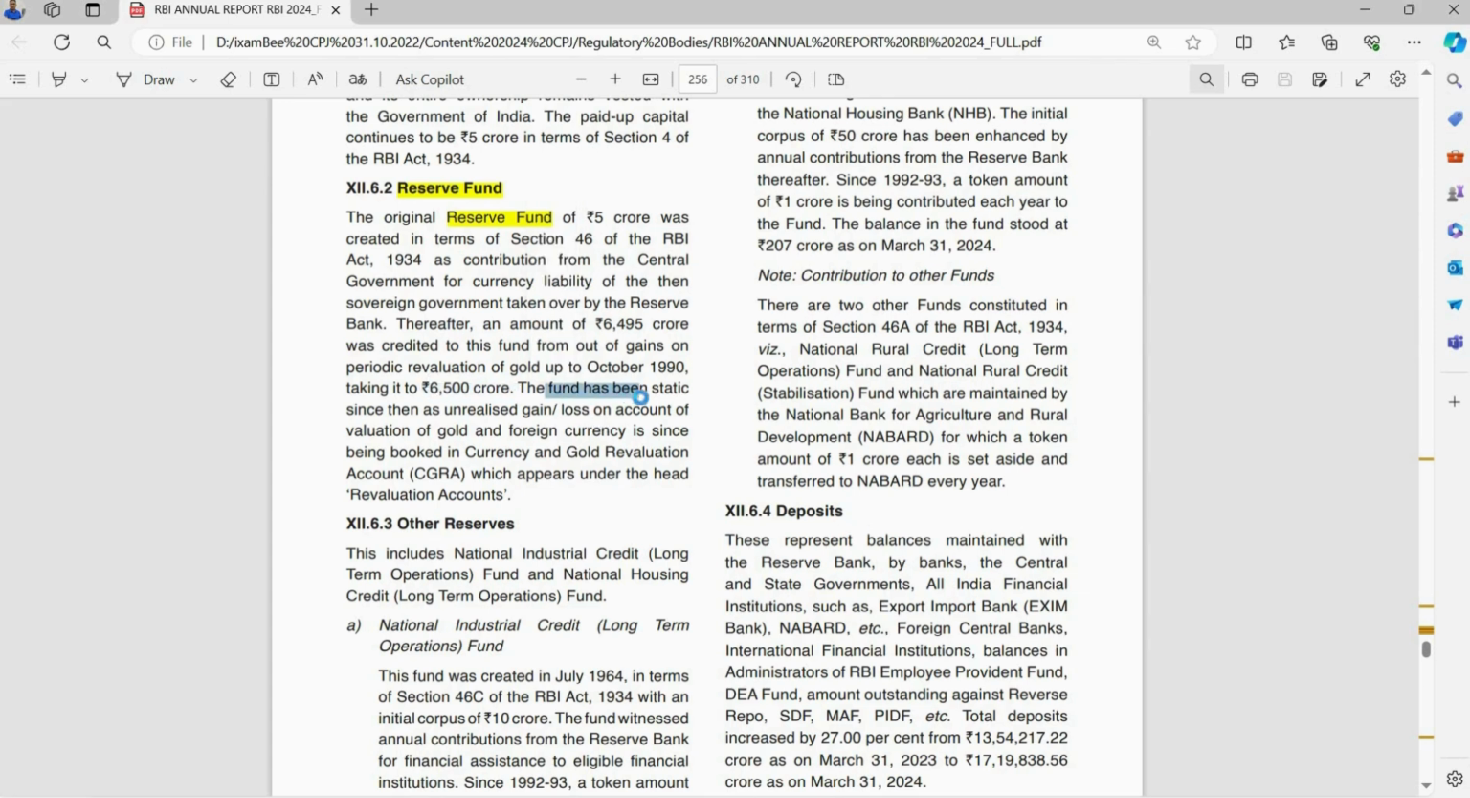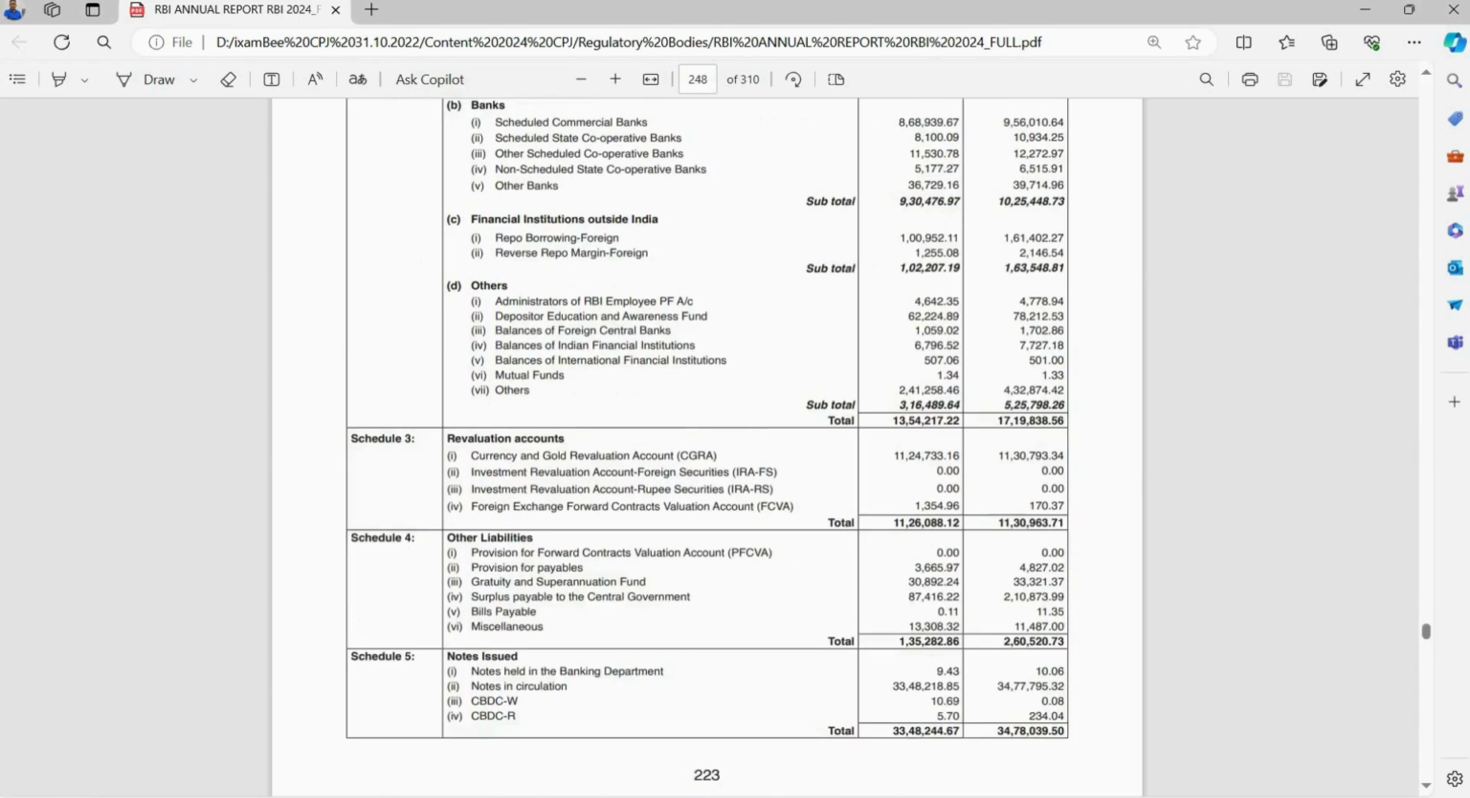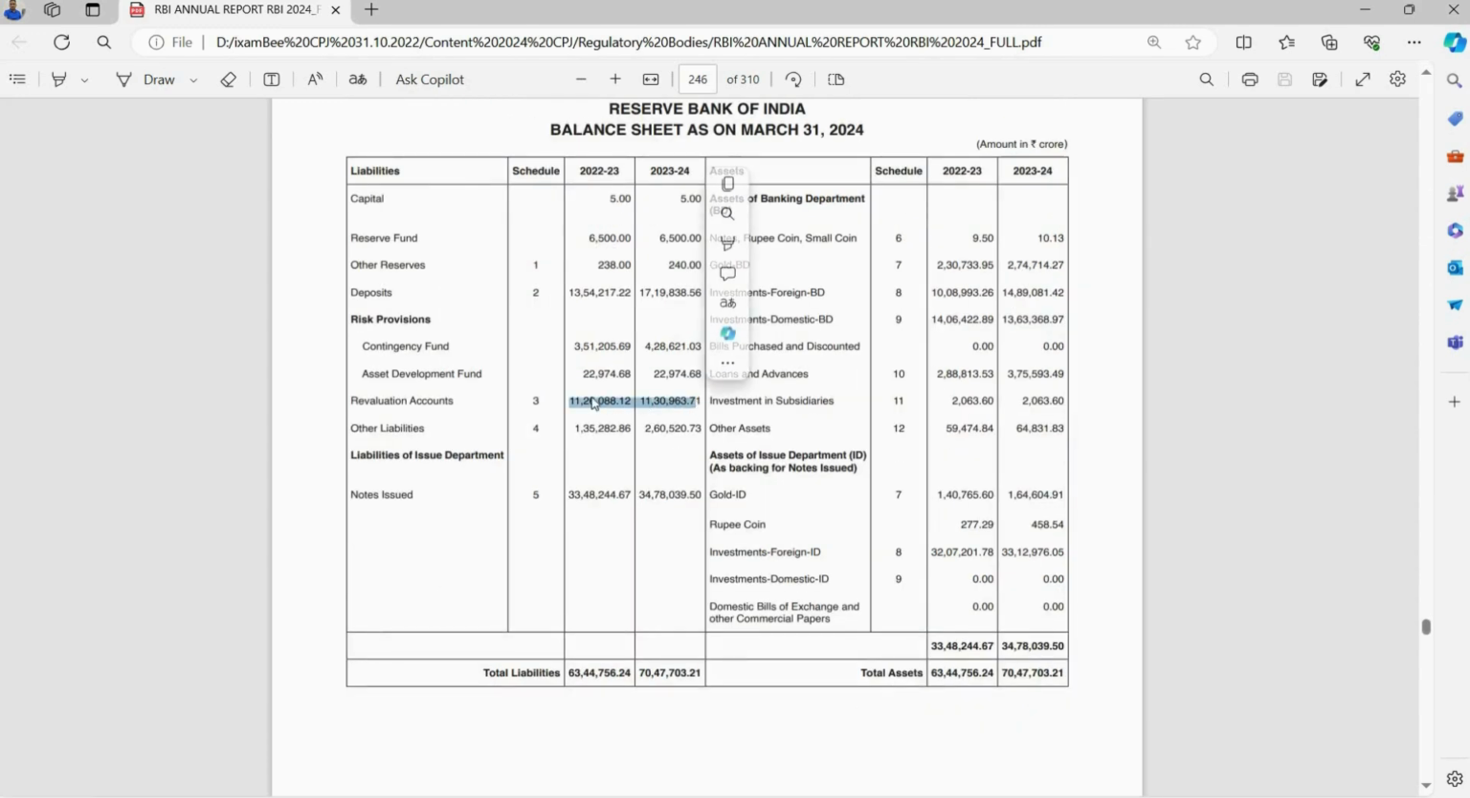Now the fund has been static since then, as the unrealized gain or loss from the valuation of gold and foreign currency is booked under the currency and gold revaluation account, CGRA, which appears in the revaluation account. You can see this account here in the balance sheet, currency and gold revaluation account. Because of the appreciation of gold, the value has increased here. This is the revaluation account in the balance sheet.